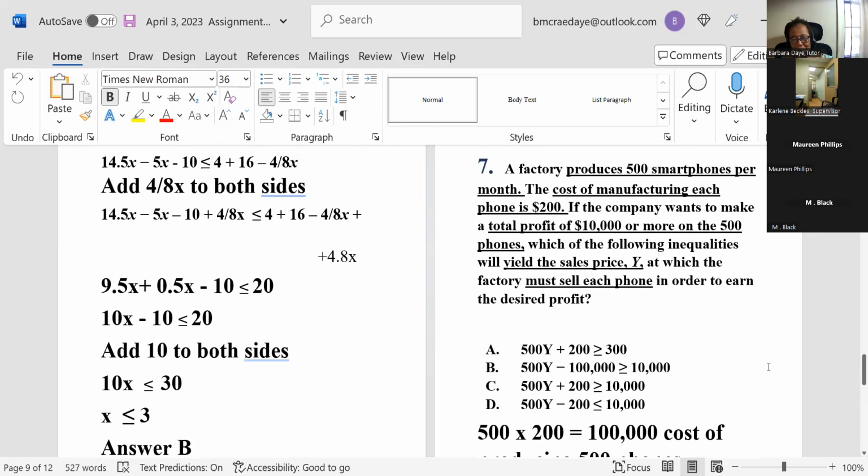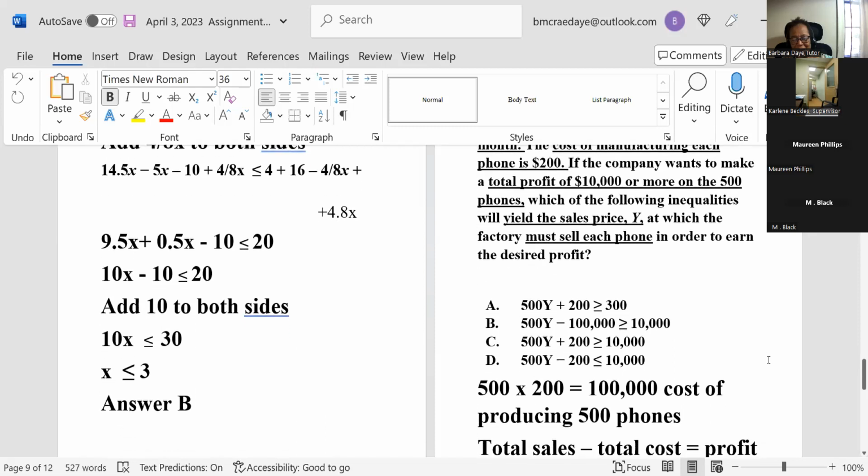So the answer is 500Y minus 100,000 greater than or equal to 10,000. Am I saying it right? That's right. It's 500 times the sales price of a phone minus what it costs to make those 500 phones, and you want that to be equal to or larger than the 10,000. So B is the only answer.